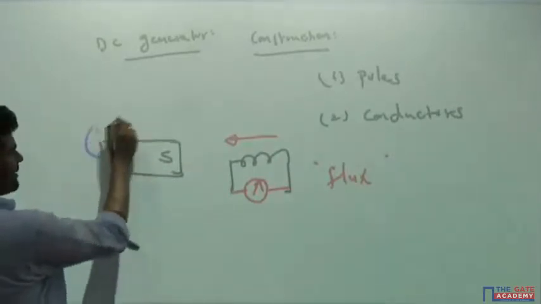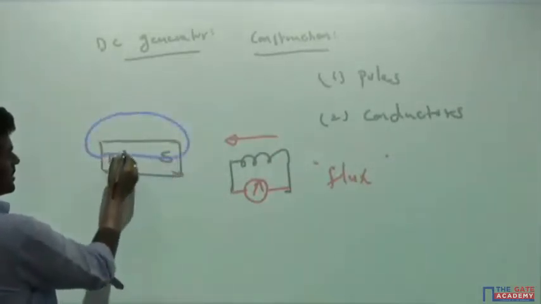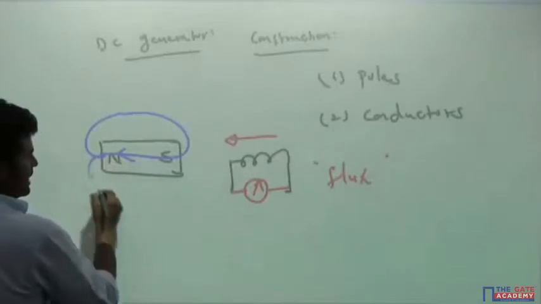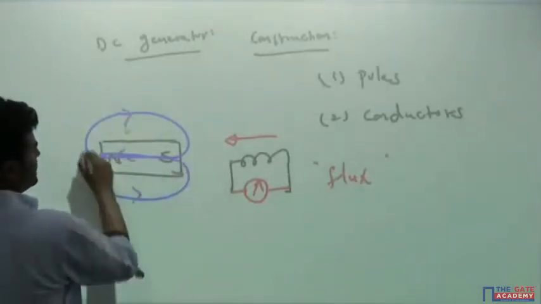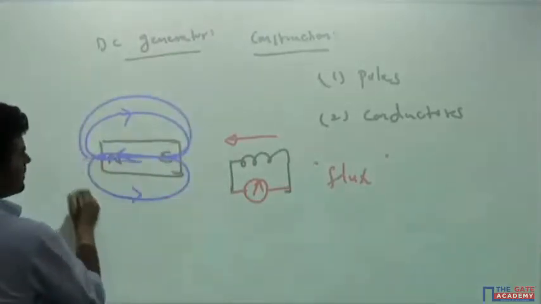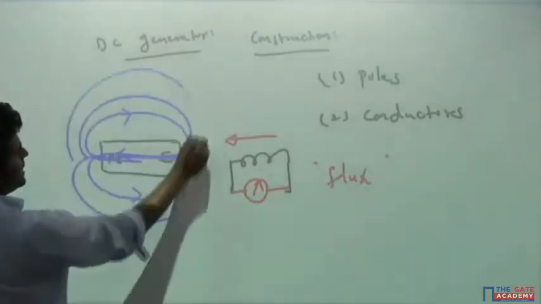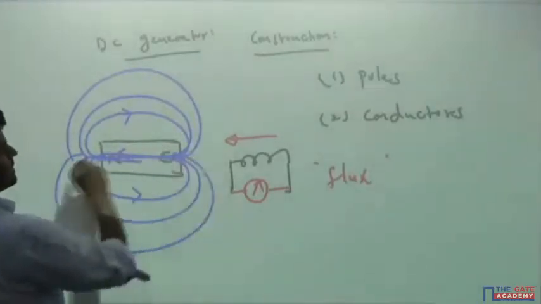Look at the magnetic flux lines here, something like this, north to south, and inside south to north, and here also, something like this. So these are the magnetic flux lines.